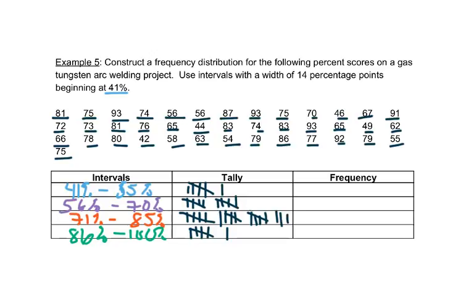So once we get it tallied, then we need to count up the number of marks we have to put into frequency. So this is 5 and 1 more is 6. 5 and 5 is 10. 5, 10, 15, 16, 17, 18. And 6 for the bottom. And that's our frequency distribution.